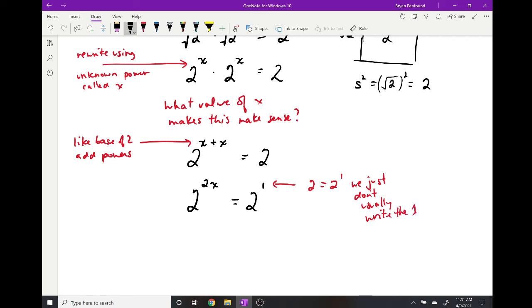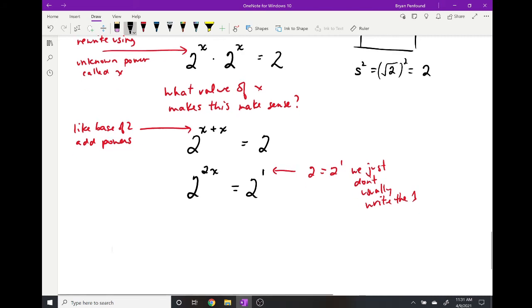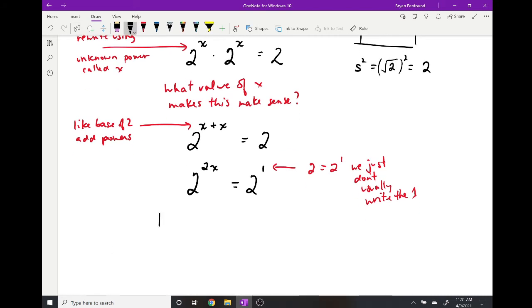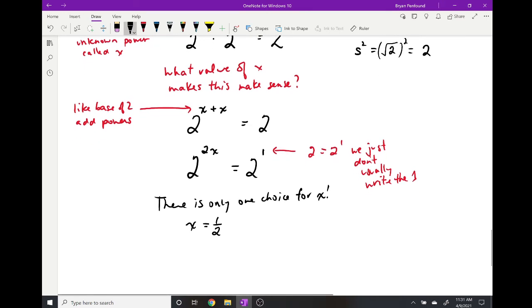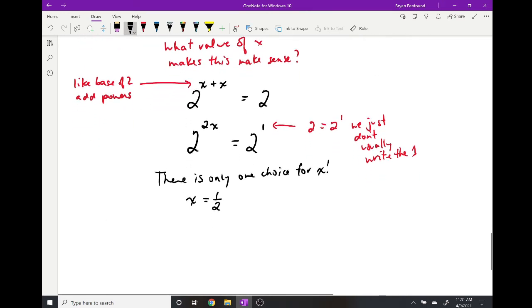And then from here, most of the students were happy making an educated guess about what x should be. If the right-hand side is 2 to the power of 1, and I need the left-hand side to also be 2 to the power of 1, there's only one choice for x. X has to be equal to a half. Because 2 times 1/2 gives us 2 to the power of 1.